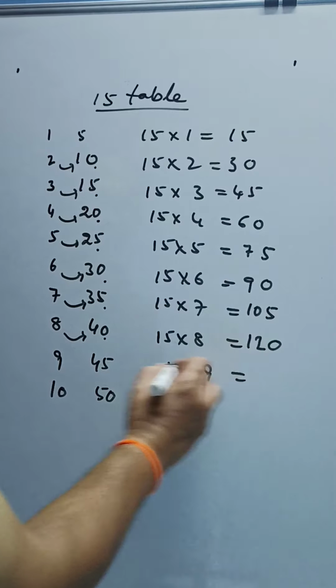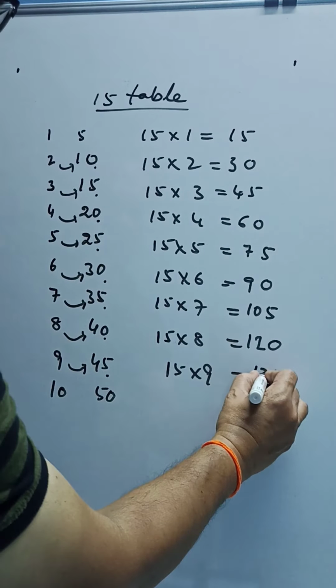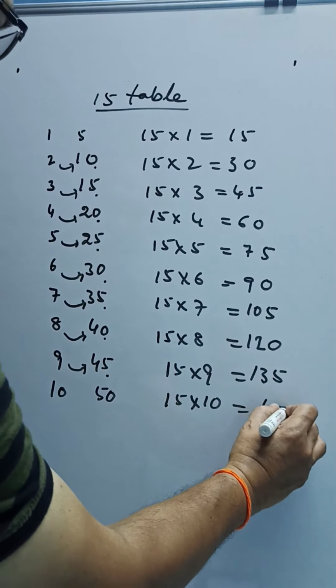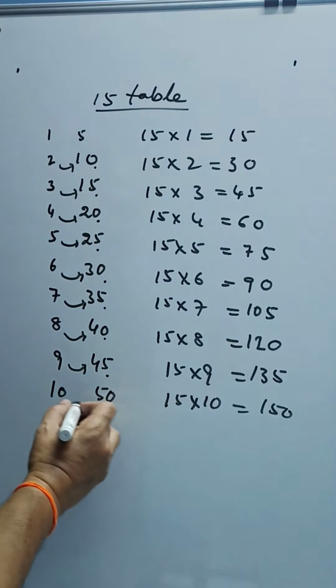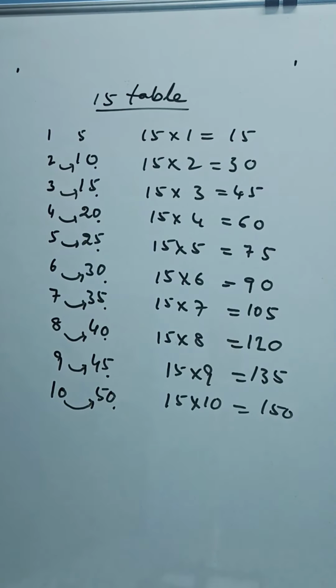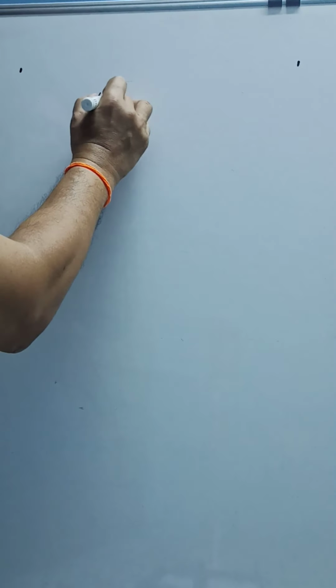Writing 15 nines, 5 in the ones place and 4 plus 3 is equal to 13. 15 nines are 135 and 15 tens are 150. 0 in the ones place, 10 plus 5 is equal to 15. 15 tens are 150. 15th table is completed. After 15, writing the 16th table.